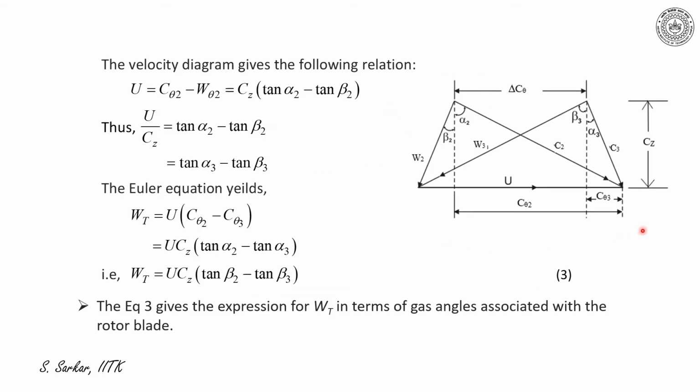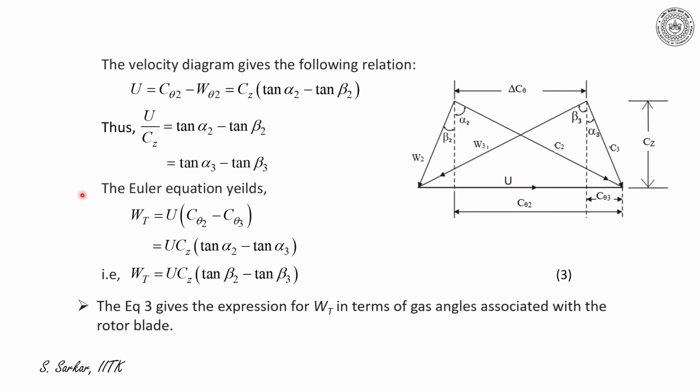Now using the combined velocity triangle as I have illustrated earlier, I can get the following relation: U is equal to C theta 2 minus W theta 2. Note that W theta 2 is negative here. Thus, from the inlet velocity triangle I can get U is equal to Cz into (tan alpha 2 minus tan beta 2). Thus U over Cz is equal to tan alpha 2 minus tan beta 2. Similarly, from the exit velocity triangle, I can write U by Cz is equal to tan alpha 3 minus tan beta 3.